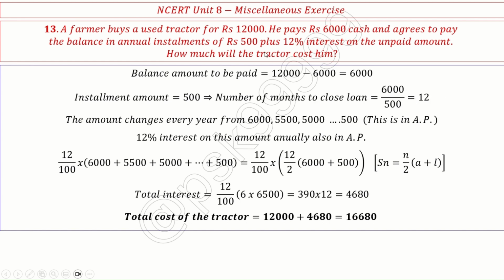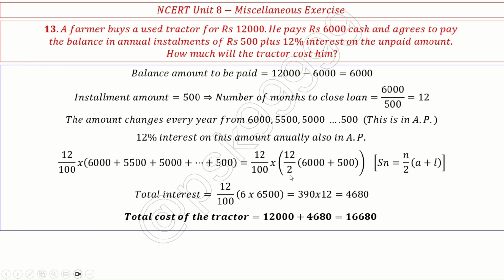Correct? In 12 installments, he is paying 12% interest on the unpaid amount. So now, what is the unpaid amount? It will be something like this: 6,000, 5,500, 5,000, up to 500. Correct? This is an AP, arithmetic progression. 12% interest on this also will be in AP, because you are multiplying the terms of an AP with a fixed number, a fixed percentage, right? The 12 by 100 is a fixed number. That is also in AP. So nothing but this is the series I am looking at: 12 by 100 into (6,000 plus 5,500 up to 500). Correct? 12 terms.